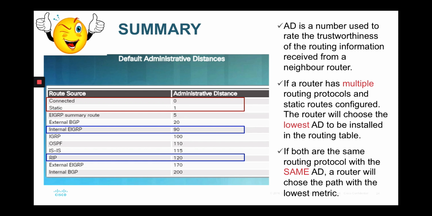Okay, the last point you have to know is if both are the same routing protocol with the same administrative distance, a router is going to choose the path with the lowest metric. So the lowest metric will be considered. However, if they have different administrative distances configured, it's not the same, right? So the decision will not be based on their metric. It will just be based on the lowest administrative distance.